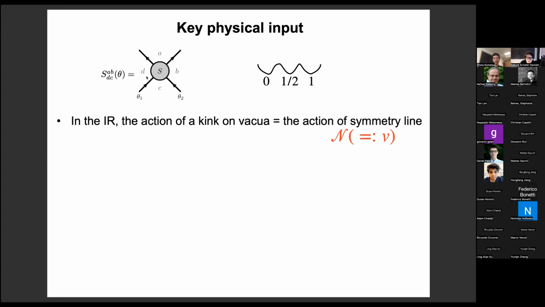As I said, in this flow from the tricritical Ising model, you have three vacua and the particles are kinks interpolating neighboring vacua. So across the world line of the kinks, basically 0 can go to 1/2, and 1/2 can go to either 0 or 1. This is precisely the same as the action of the symmetry line, because the symmetry line n also maps 0 to 1/2 and 1/2 to 0 or 1, for a more precise linear combination of 0 and 1. Therefore, from the IR TQFT point of view, you can identify the world line of a kink with the symmetry line n, which I denote by V in the following slides.